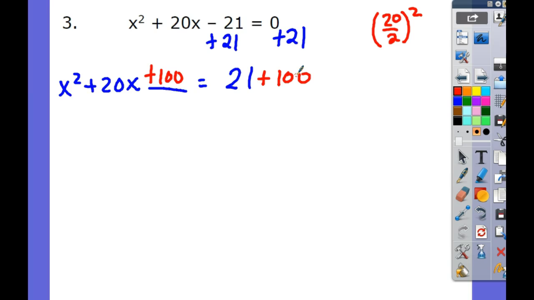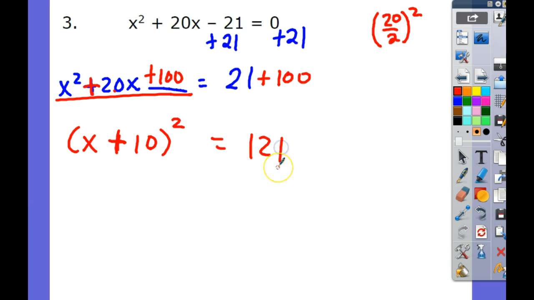The reason I added the 100 is this is equal to this perfect square pattern. Where did I get the 10? 20 divided by 2. If this is positive, this will be positive. And this one over here will be 121. The reason I did this was so right here in this step, I could take the square root of both sides, and the square and the square root cancel each other out.